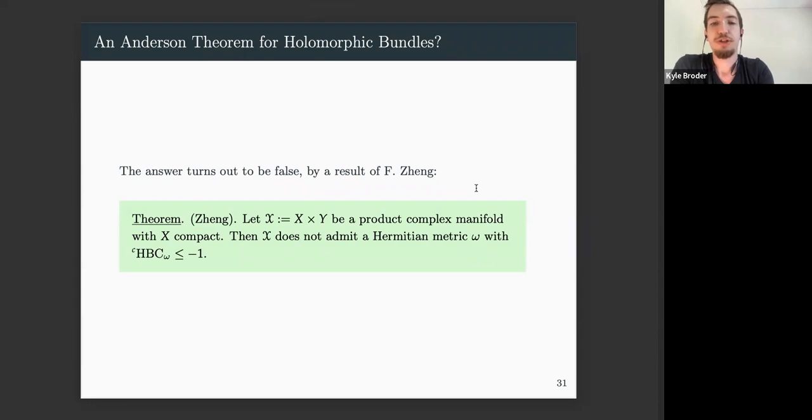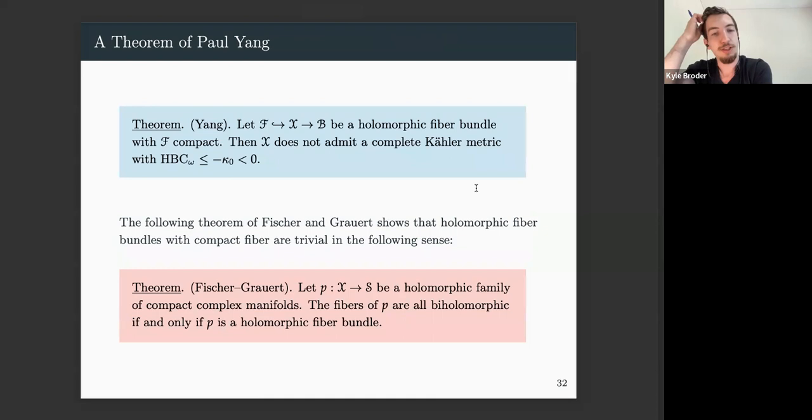It turns out that this isn't possible due to a result of Fangyang Zheng, where he shows that if you have a product complex manifold with one of the factors, let's say X, being compact, then you can't find a Hermitian metric, not even an incomplete Hermitian metric, with bisectional curvature bounded above by a negative constant. Now, the argument that he uses extends an argument used to prove the following older result of Paul Yang, which says that if we have a holomorphic fiber bundle with the fiber being compact, then the total space does not admit a complete Kähler metric with bisectional curvature bounded above by a negative constant.